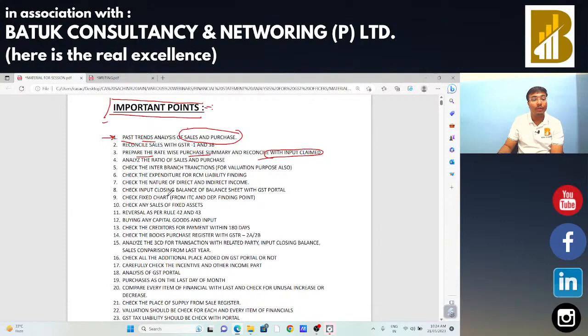Okay sir. Now the next point is to analyze the ratio of sales and purchase. Sir, it may be that the particular entity is going to purchase for 50 crore rupees and is selling just 35 crore rupees, and closing stock is also very high. In that case we need to check the ratio, and for that we need to check the margin also. Okay, sir, how are we going to check?